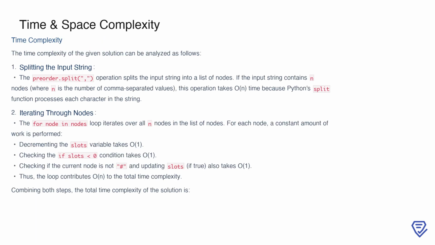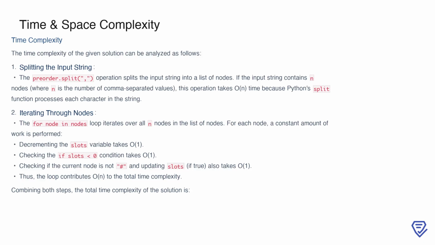The time complexity of this solution can be understood by breaking it into 2 main operations. First, we have the preorder.split operation, which converts the input string into a list of nodes. Since this operation processes each character in the string, and the input contains n nodes, it takes O(n) time.